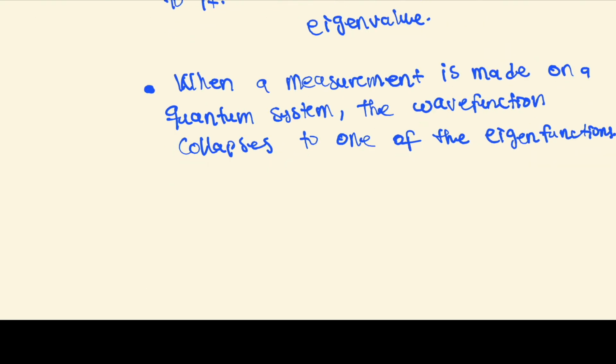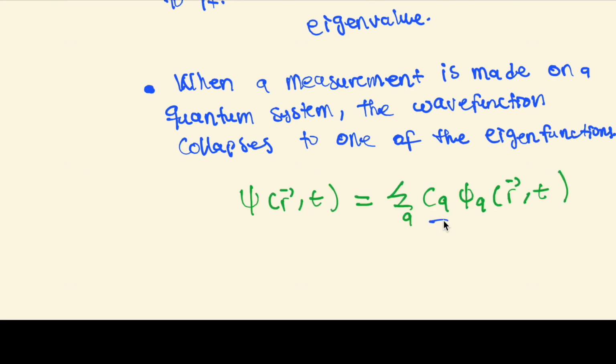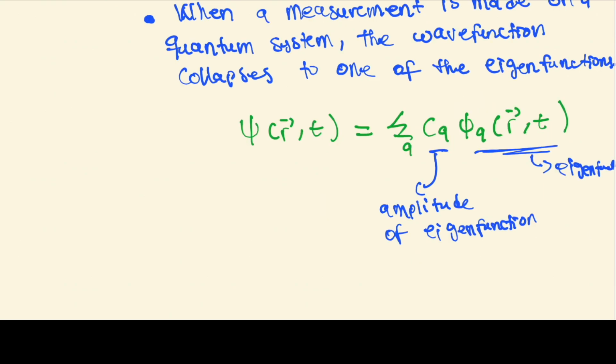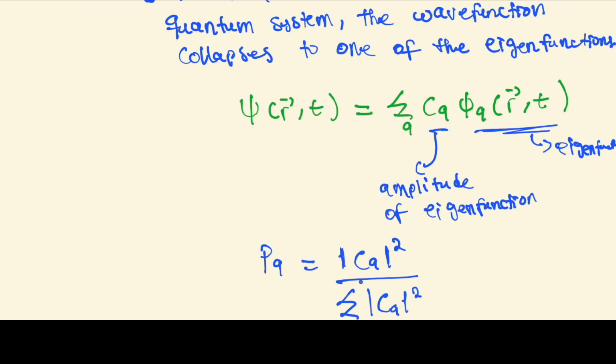So we can represent our wave function as a linear combination of these eigenfunctions. Let's write that down in equation form. Here C_A is the amplitude of a certain eigenfunction, and psi_A is an eigenfunction. As we stated before, when our wave function undergoes a measurement, one of these eigenfunctions gets chosen, and the probability that a certain eigenfunction gets chosen is given by the squared magnitude of its amplitude.